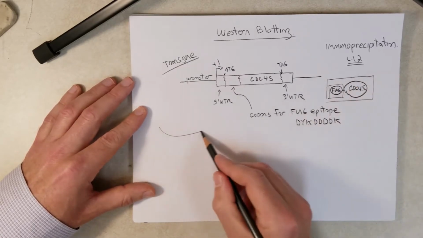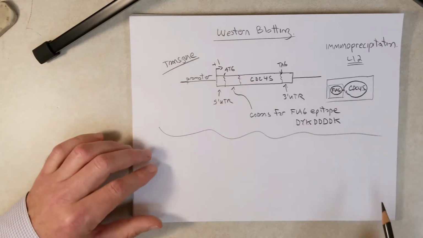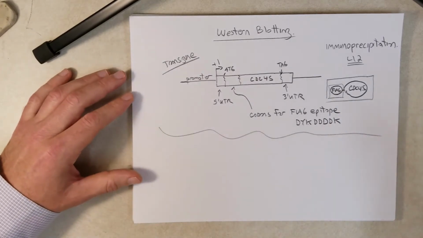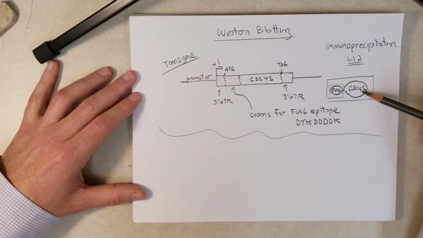Now, how can we use this to learn about Western blotting? Let's say our goal is to get as much of this protein as possible, as much of this fusion protein as possible, because we want to use it in studies of DNA replication.